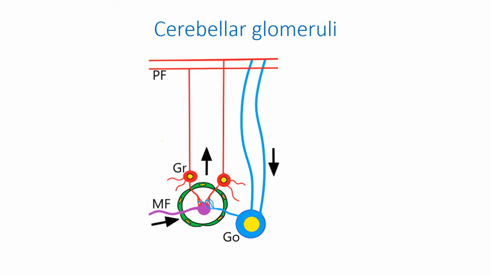The mossy fiber rosettes, the granule cell dendrites, the Golgi cell terminals, and glial cells form cerebellar glomeruli. Each mossy fiber terminal contacts with dendrites of about 50 different granule cells. Each of them sends dendrites to different glomeruli.